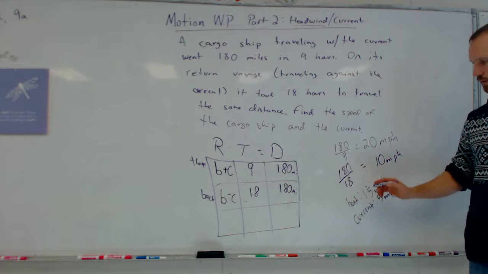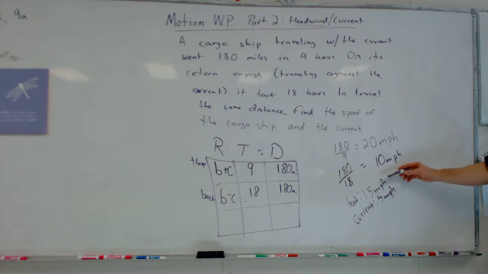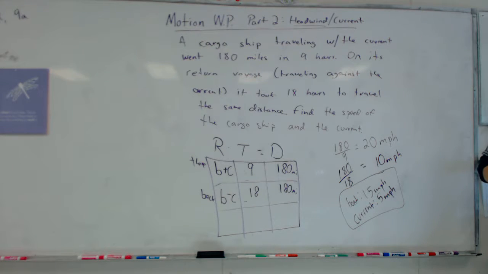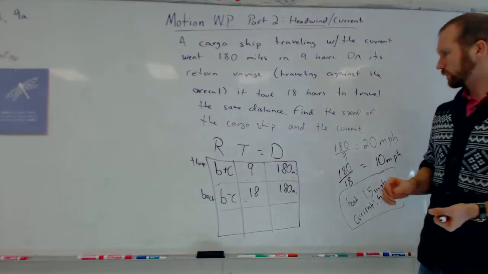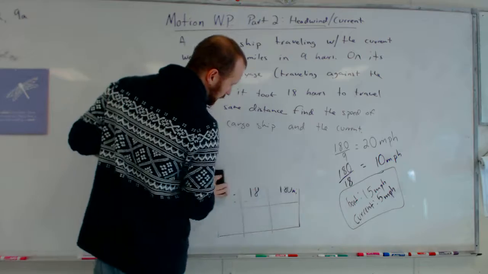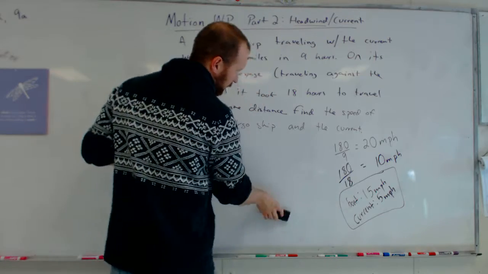And I think at that point you can just look at this and say, oh yeah, I can figure out the speed of the boat as being halfway in between and the current is 5. It's half of that distance. I don't think we need to go into algebraically how you could solve that. Alright, let's look at one more problem that uses headwind or current.